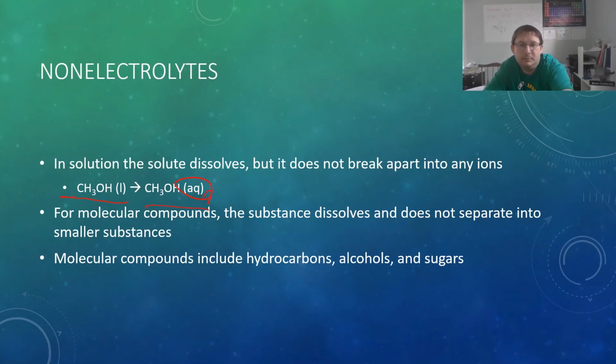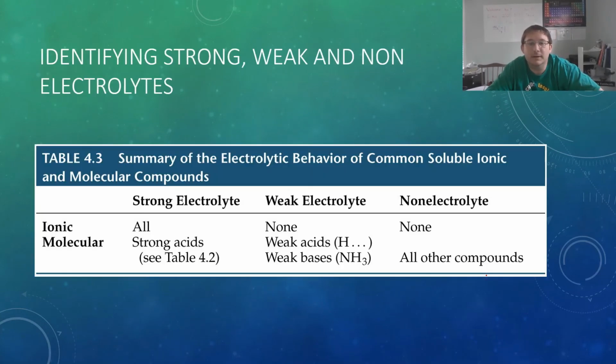Here, just giving you a few more substances. Hydrocarbons, alcohols, and sugars are non-electrolytes. So this actually helps you identify the strong electrolytes and weak electrolytes. Strong electrolytes are going to be all ionic compounds. None of the ionic compounds will be weak or non-electrolytes.